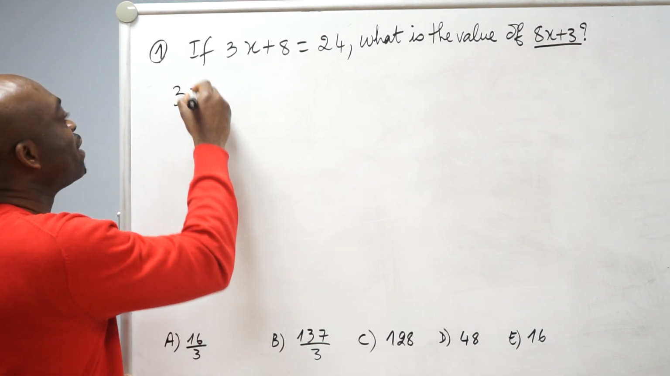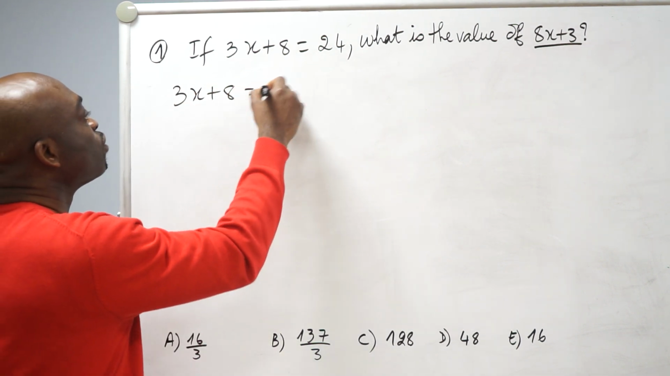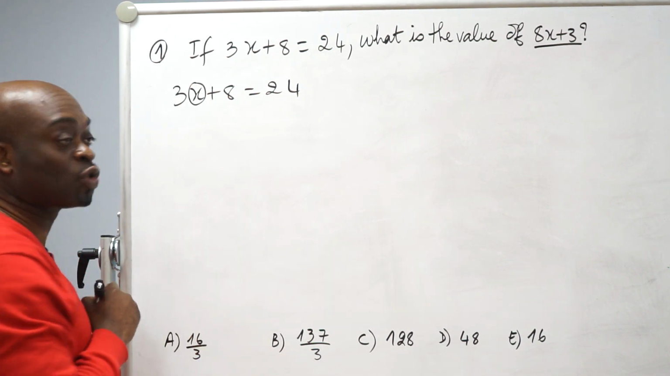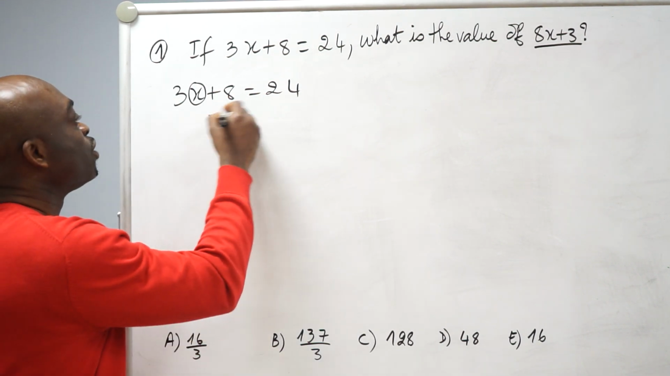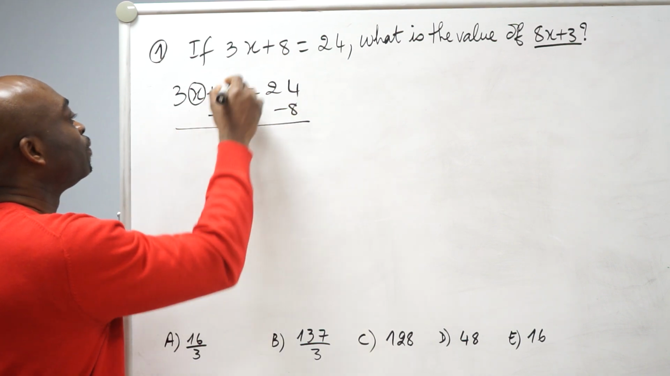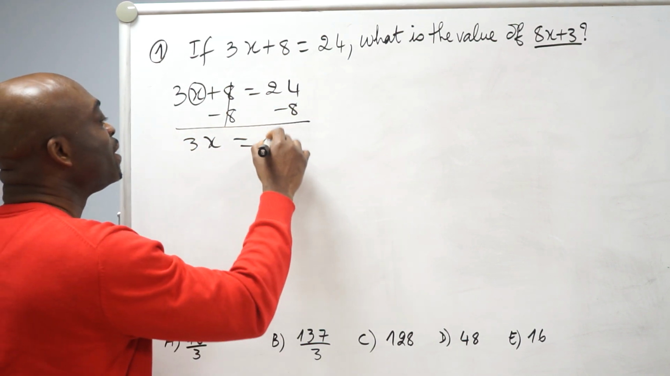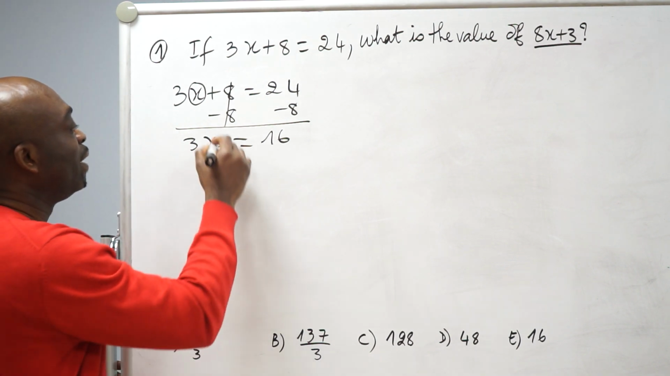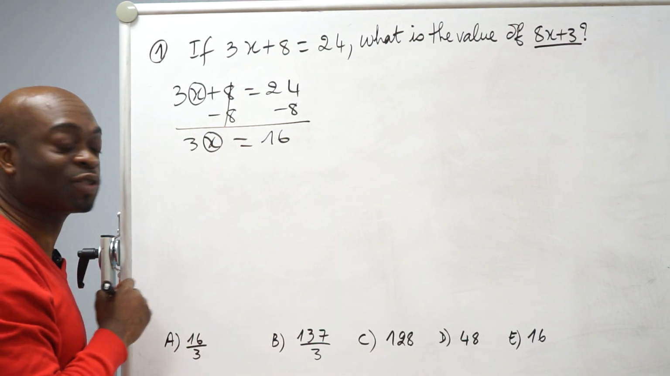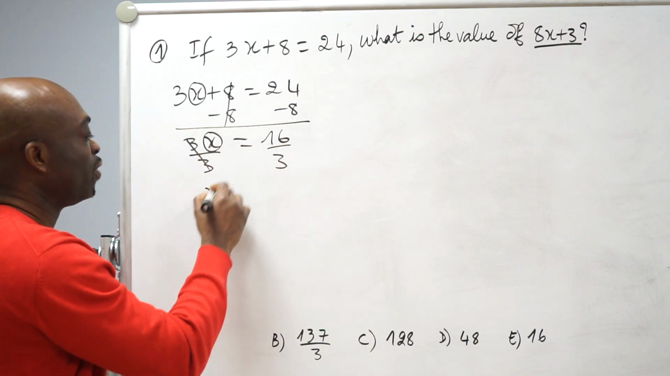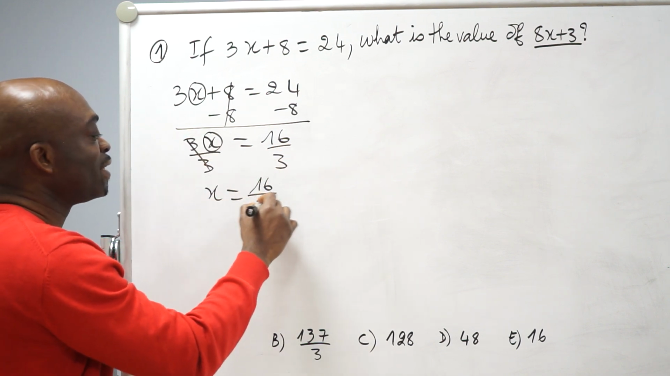So we have 3x plus 8 equals 24. Right? And then we want to solve for x. That's our target. So that means 8 has to go. So I have 3x equals what? So 24 minus 8 is going to give me 16. All right? And then my target is still x. So that means I have to cancel 3 by doing what? Dividing both sides by 3 and 3. So x equals 16 over 3.